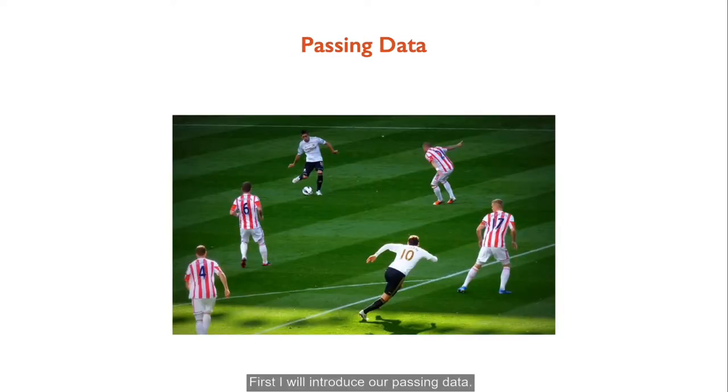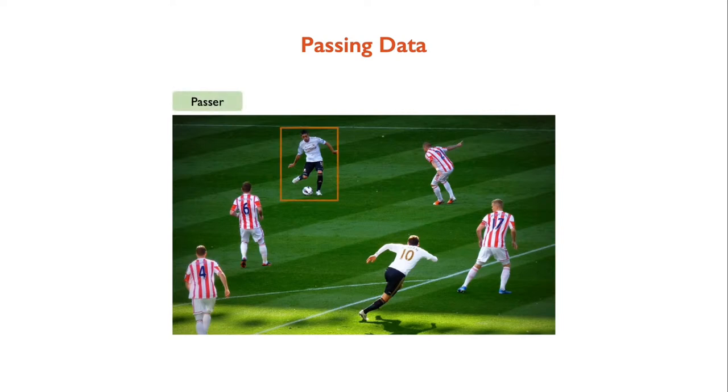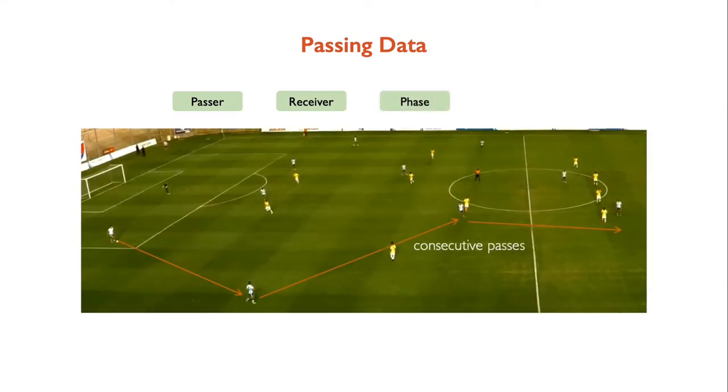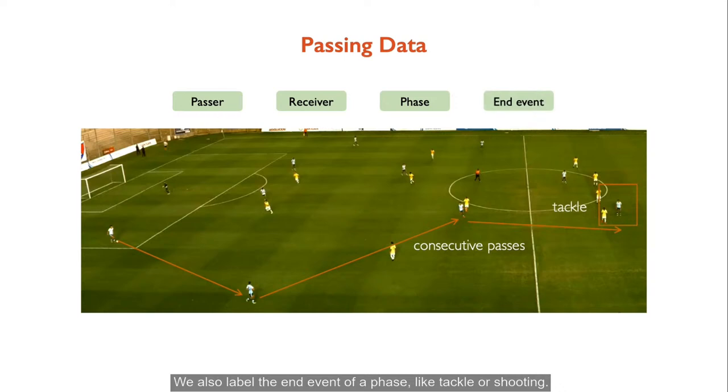First, I will introduce our passing data. For each pass, we record the passer, the receiver, and their related spatial positions. Then, consecutive passes of a team are regarded as a phase. We also label the end event of a phase, like tackle or shooting.